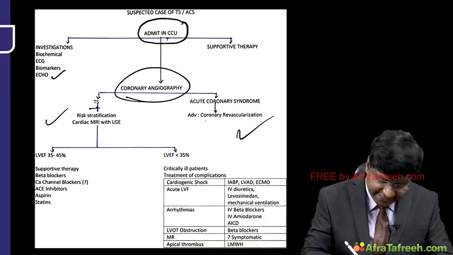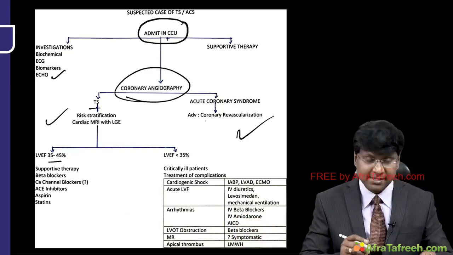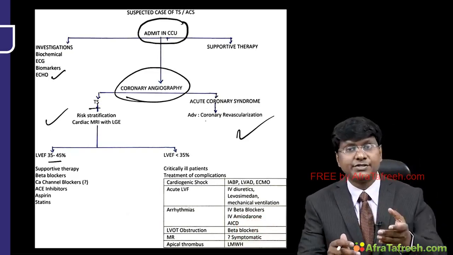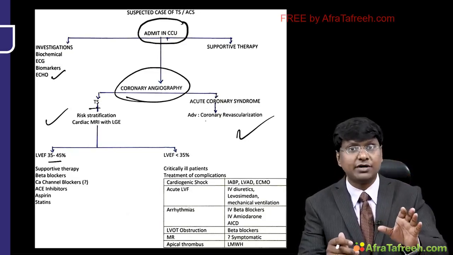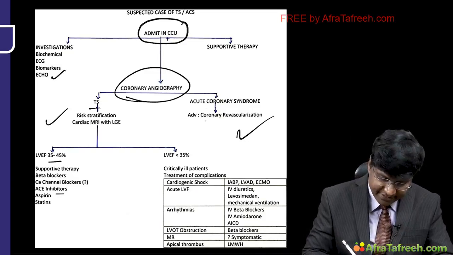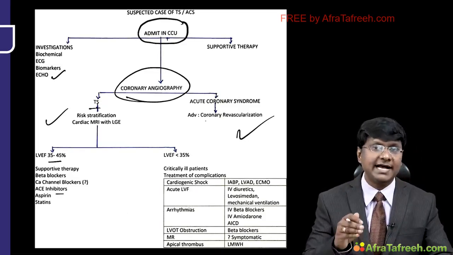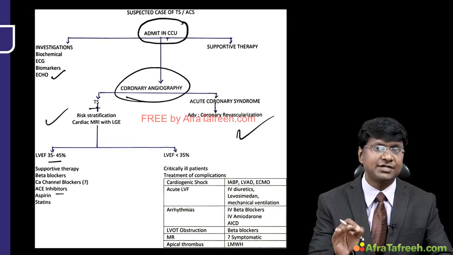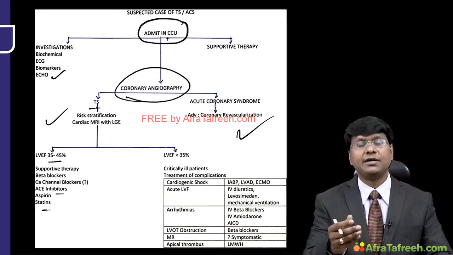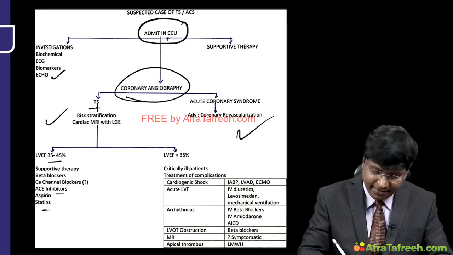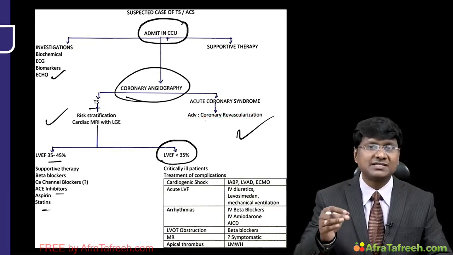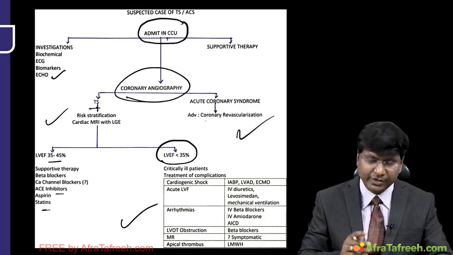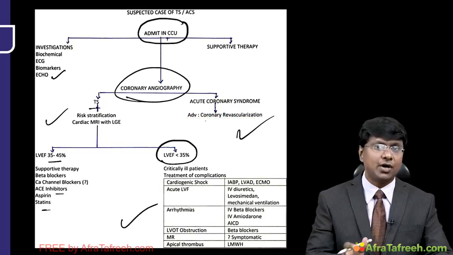That is, if the ejection fraction is 35 to 45%, where the individual did not develop complications, then you need to give beta blockers. Calcium channel blockers should be given if there is coronary vasospasm. Then ACE inhibitors should be given to prevent the cardiac remodeling. Aspirin should be given if there is mild obstruction, and statins should be given because they have the pleiotropic effect. But if the ejection fraction is less than 35%, where the individual is critically ill, then you need to give the treatment accordingly depending upon the complications.